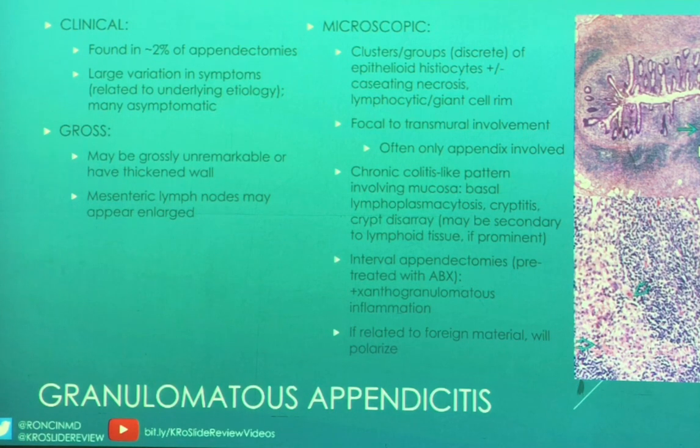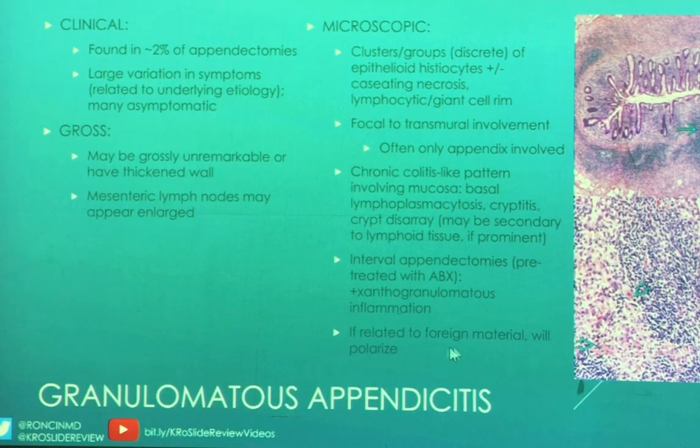This is often seen with interval appendectomies, and interval appendectomy means that the patient was treated with antibiotics, so they were trying to cool down the lesion. That's what they'll commonly refer to it as, cooling it down. And then what happens with those is you start seeing this xanthogranulomatous inflammation. So those epithelioid histiocytes become more foamy, more frothy looking, like we've seen in many other lesions before.